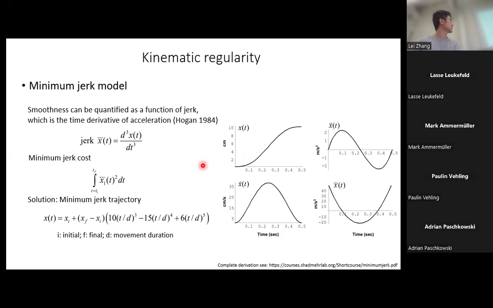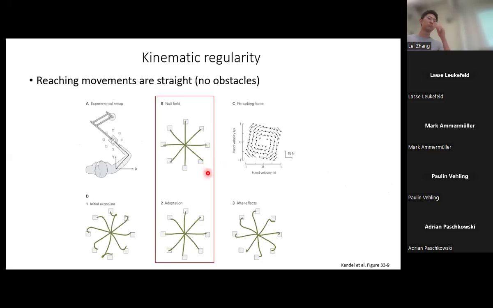Okay, and let's see another example here. When you move with a perturbation, here you are still doing this horizontal movement. Here, for example, there's a null field, which means there's no external perturbation. You see the participant is moving, they start from the center and they go to different targets and they always make straight lines. So this is not surprising. And then we introduce this perturbation. This is a very complex force field.